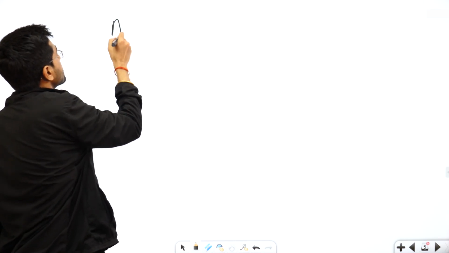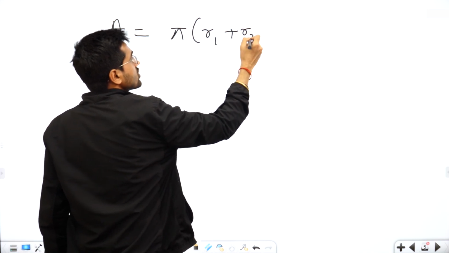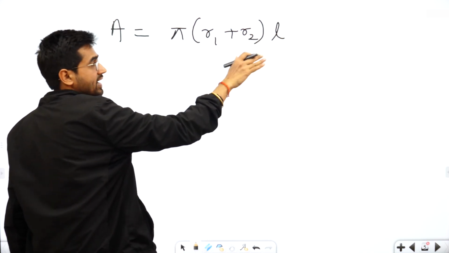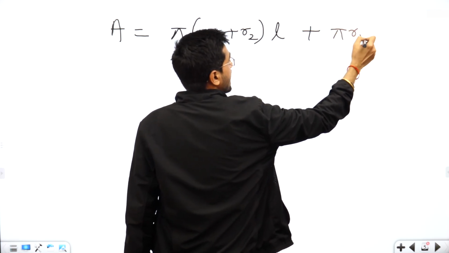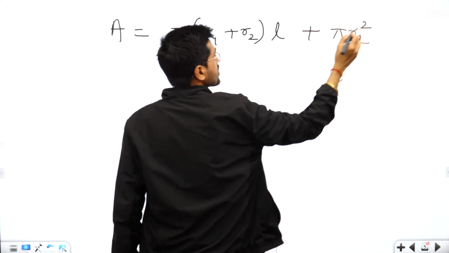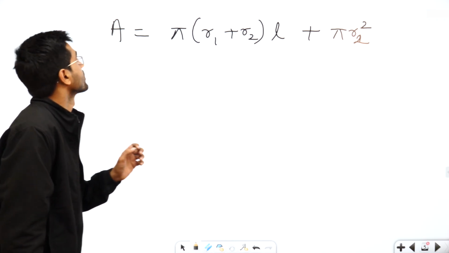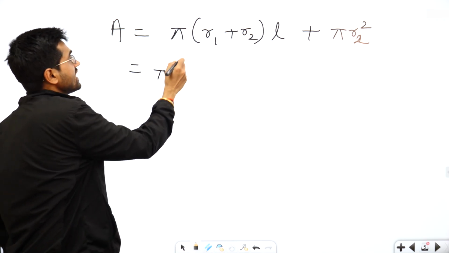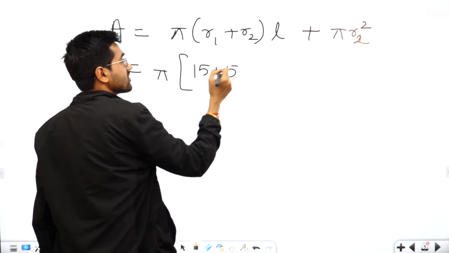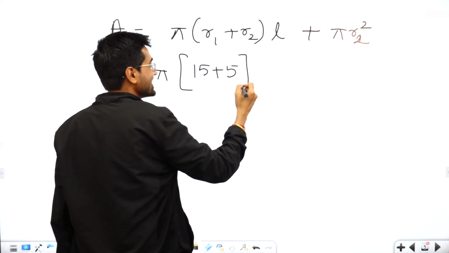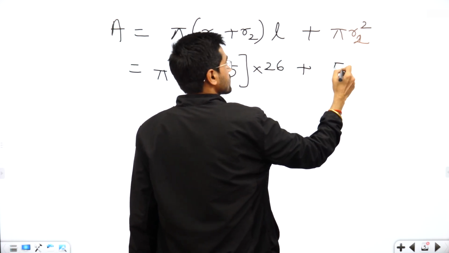So the area will be equal to pi, I hope you remember the formula, (R1 plus R2) L pi RL, like that of frustum situation, plus pi R2 square here because the base is R2. Fine, the bucket is like this, so there is a base R2 there. Now pi I can take common and then I'll simplify. R1 was 15, R2 was 5, if I remember everything correct, I'll check it. L came out 26, and this is R2 square, so 5 square.